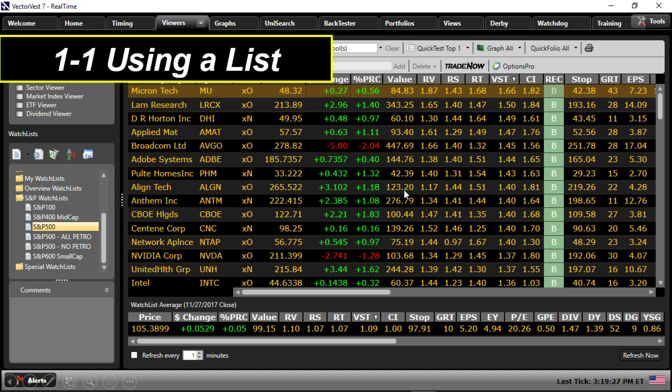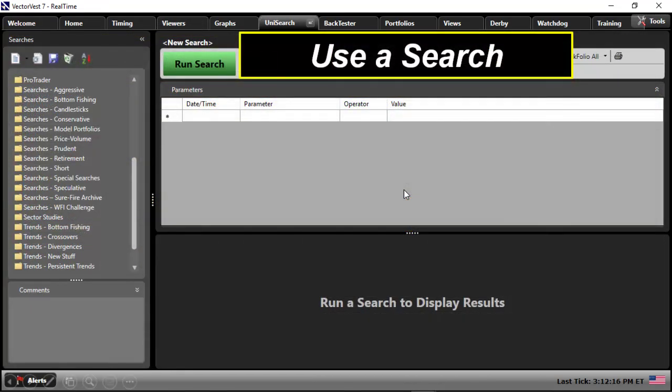You put support and resistance on, and you'd find stocks. You'd look for stocks who today, on the most recent date, their price is retracing from support. Again, I have no idea how long that would take you. Then there's using a search.